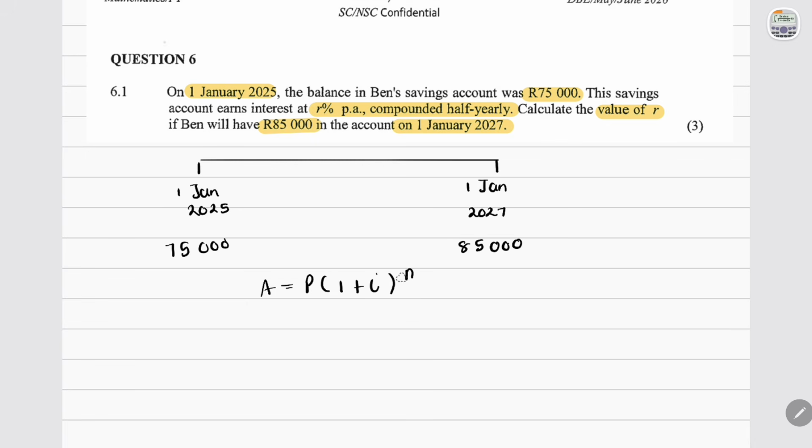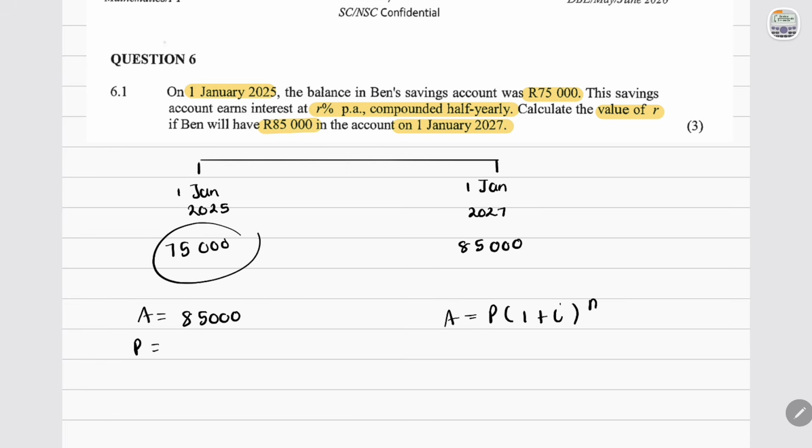Remember, your accumulated amount, the amount that the money ends up growing to, is the 85,000 Rand. So we know that one. The principal amount is the amount that you start with. We started with 75,000, so that is that. And then our interest, we don't know what that is right now. We're just going to go with R.